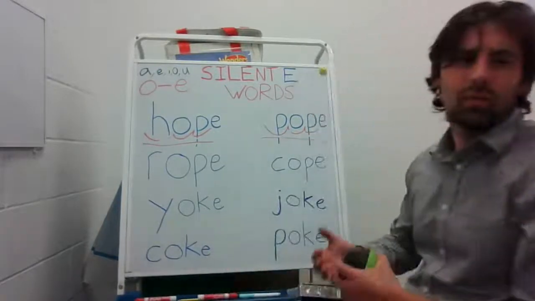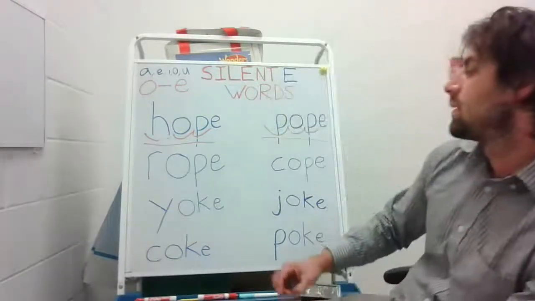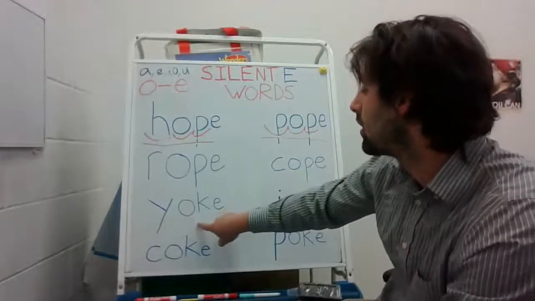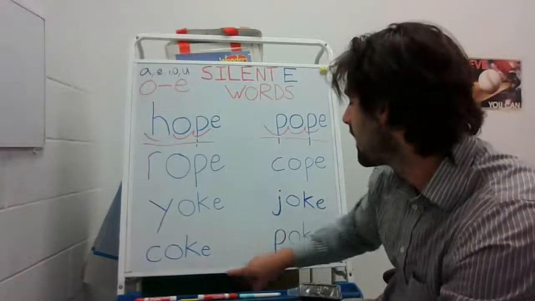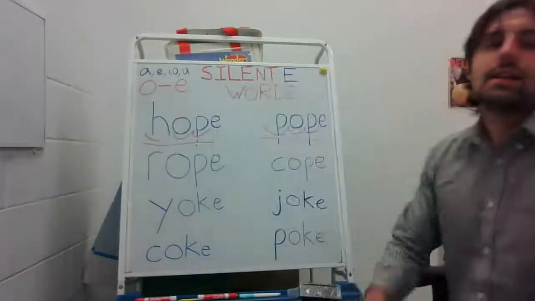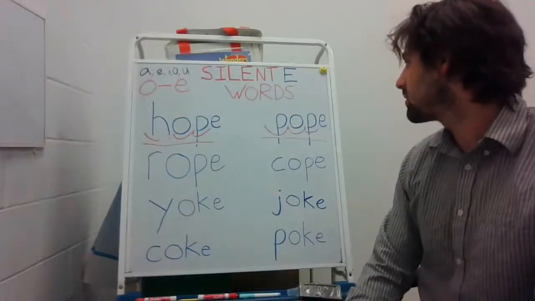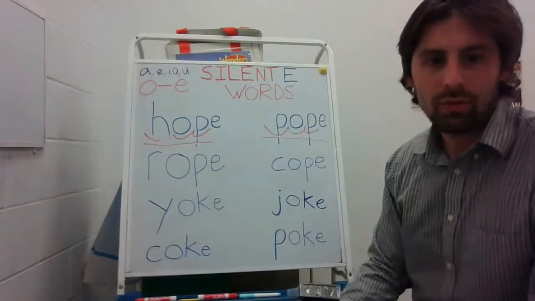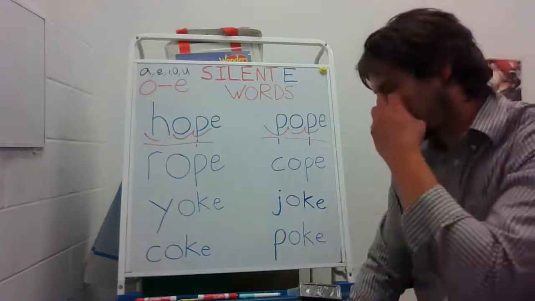All right. Now the remaining words I'm going to read with automaticity. Here we go. Rope, cope, yoke, joke, coke, and poke. Now, if you noticed, in every single one of these words, the E was silent and it made the letter O say its name. In all of those words, you heard the long O sound. You heard the letter O saying its name.